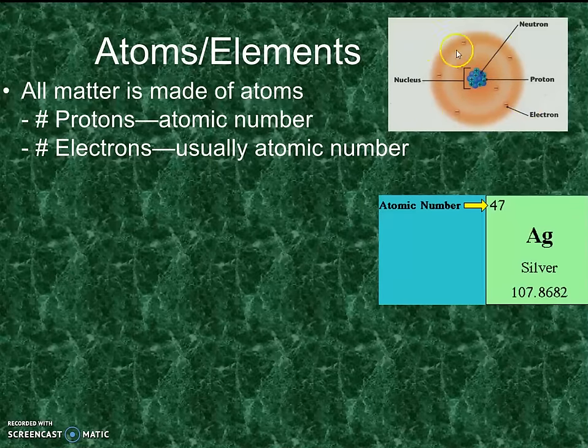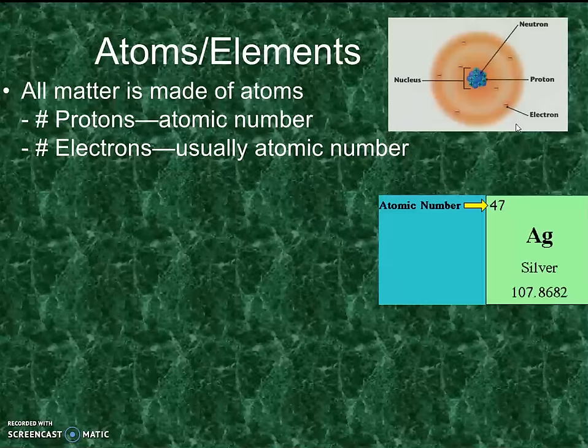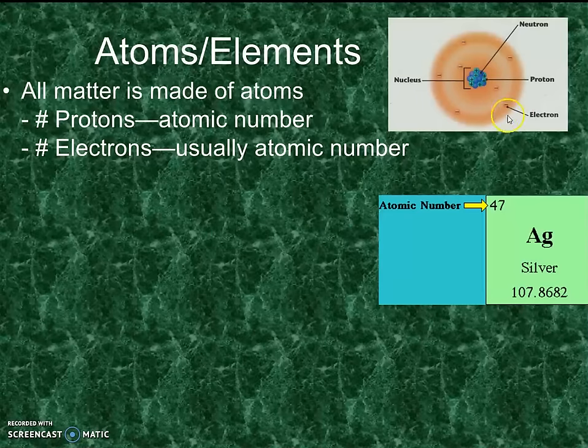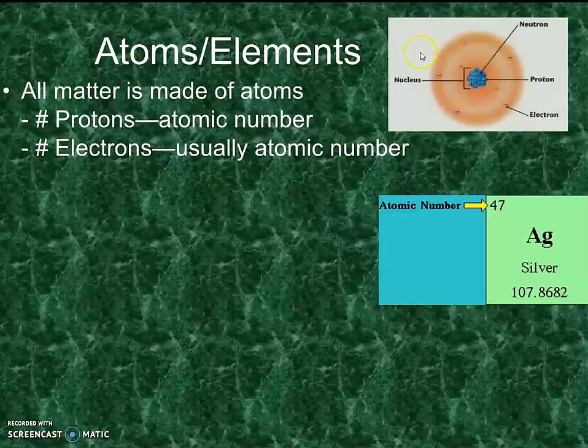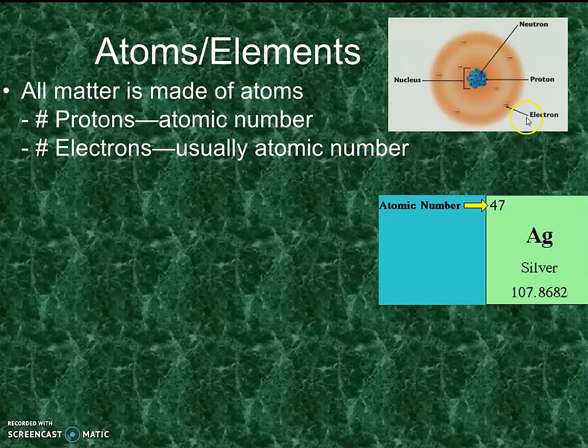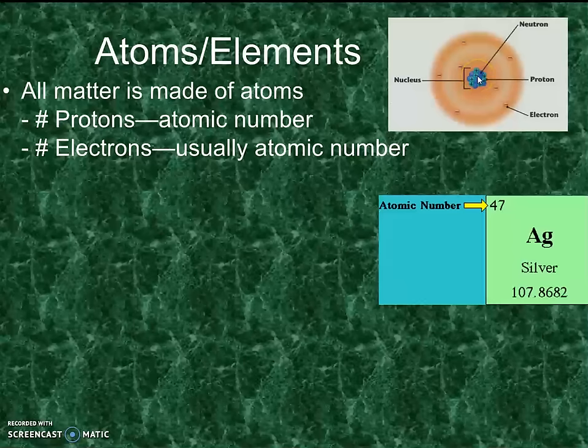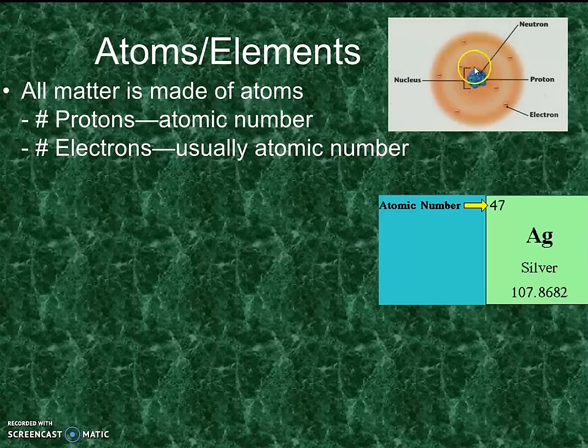Electrons are in the electron cloud surrounding, and electrons are negatively charged. However, they have very little mass. So as far as charges go, the protons and electrons cancel each other out to make the whole atom neutral. That doesn't mean it's stable, but it's neutral as far as charges go. And as far as mass goes, most of the mass comes from the nucleus because the protons and neutrons are much larger than the electrons.